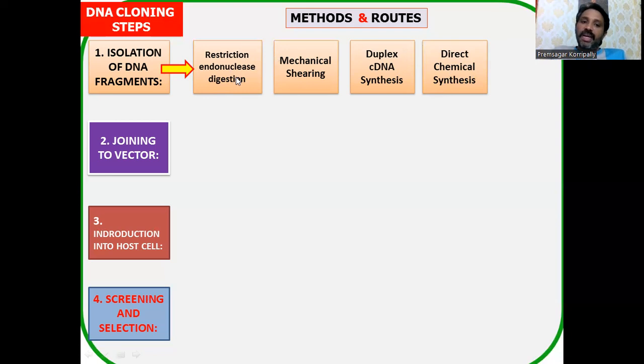So first one is an enzymatic physical method. This is a biological method. And this one is a chemical method. Chemical synthesis of entire gene or a DNA fragment when you know the sequence of it. And the fifth one is in vitro amplification of a DNA.